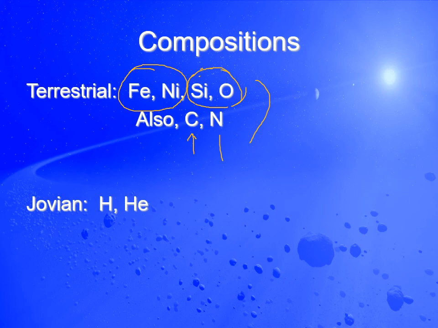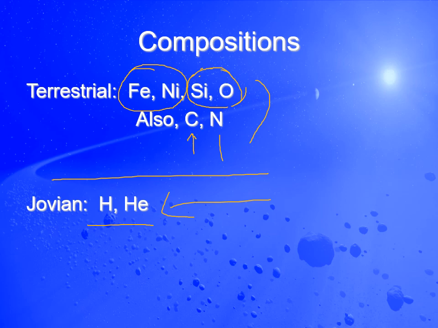For the outer worlds, hydrogen and helium are the main things that make them up. Now, they have small amounts of iron, nickel, silicon, oxygen, carbon, and nitrogen in them, but they are mainly hydrogen and helium. So the compositions of the worlds out there, once again, the inner ones are all similar and the outer ones are similar.